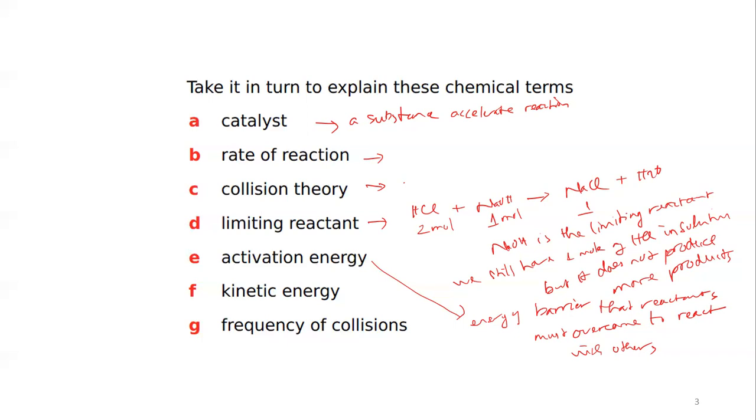Kinetic energy is the energy of motion. Frequency of collisions is the number of collisions per unit of time. You can say per second, for example: in 1 second, how many times the reactants collide with one another.